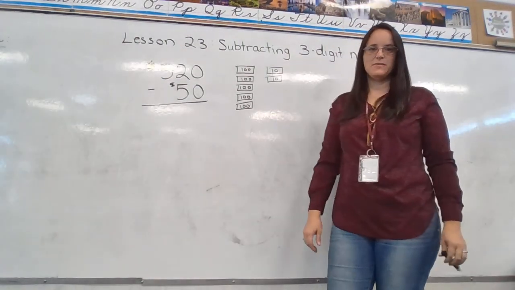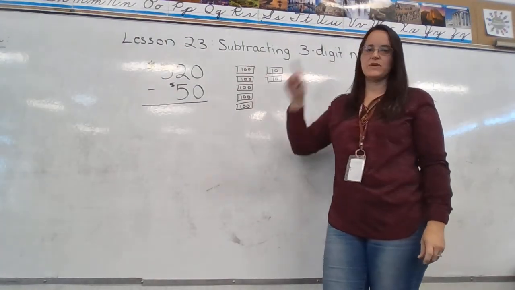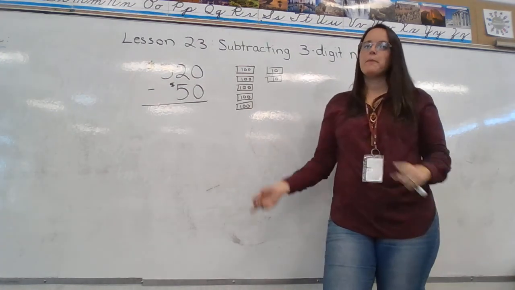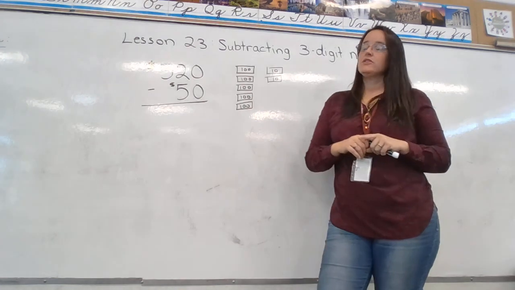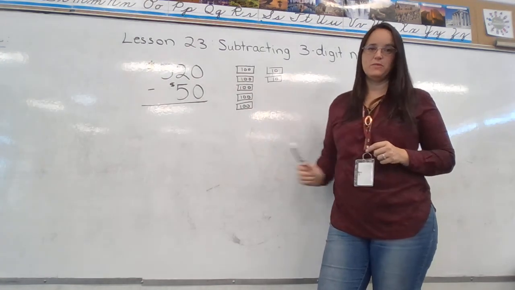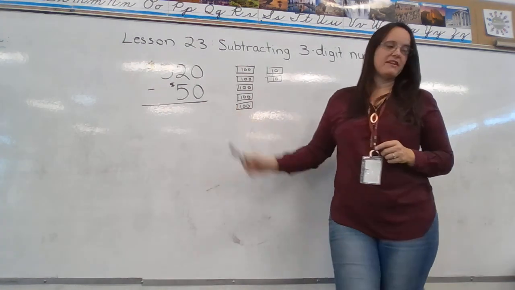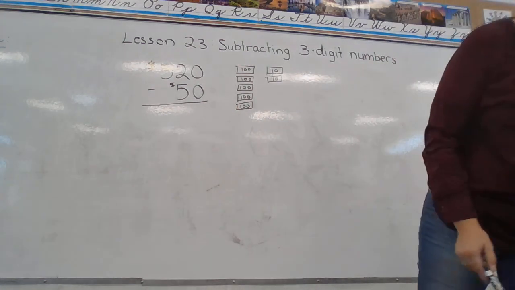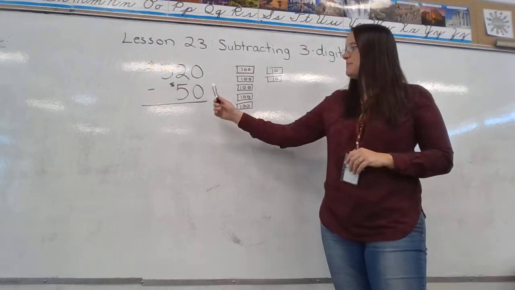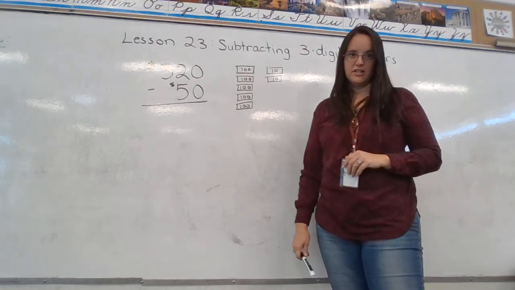Hi class, today we are on book 3, lesson 23, which is subtracting three-digit numbers, part 2. So when we did this before, you did it entirely with money. So in my first example here, let's see, Roger has $520. He needs to pay his brother $50.